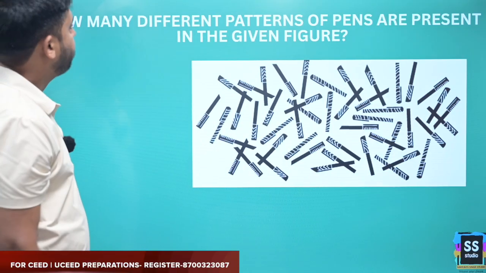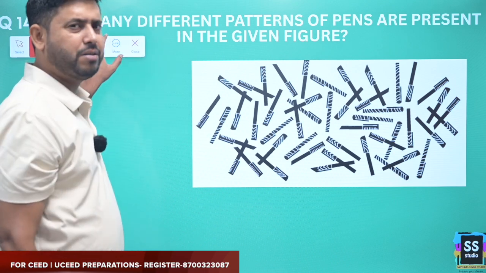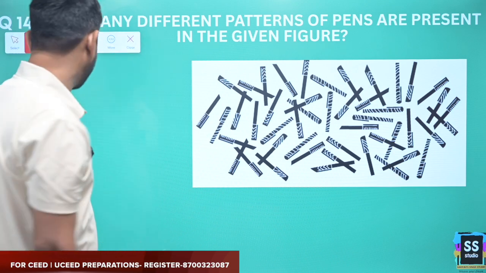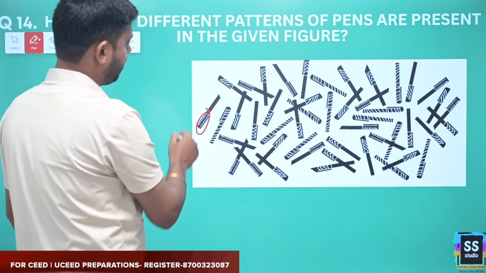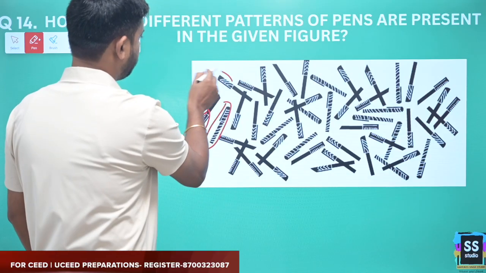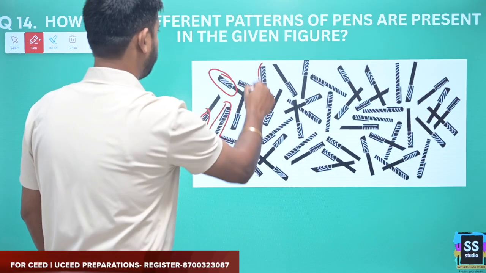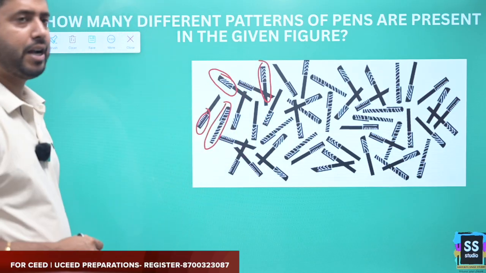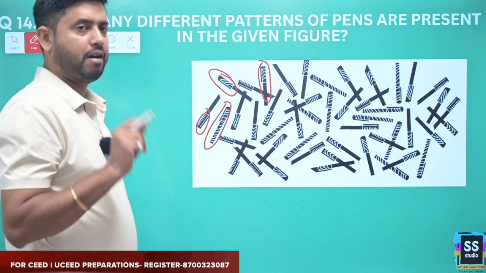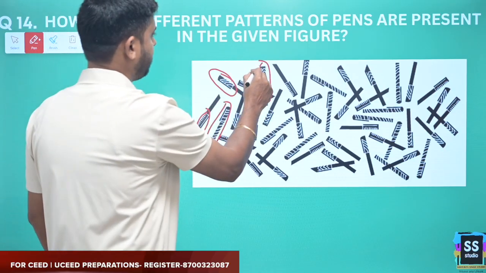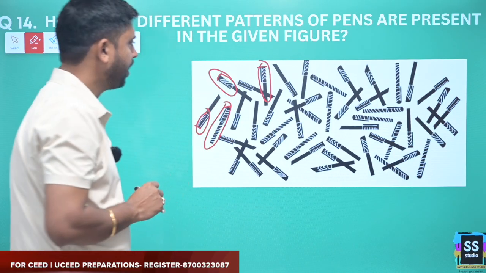How many different patterns of pens are present in the given figure? Now these are observation based questions, so you have to be very quick while solving this question. So here, if you look carefully, this is different, this is different, this is also different, and in particular this is also different. So these 4 shapes are entirely different, and the cap of these pens are mostly flat. If you will see this, this, this and this, right?